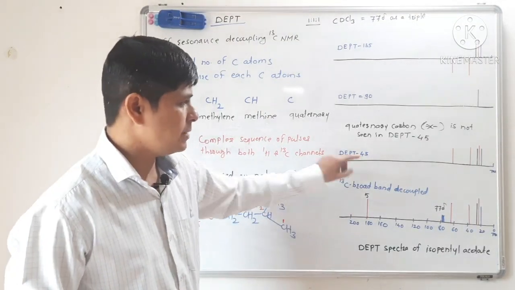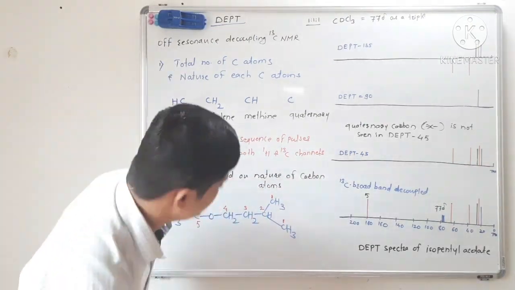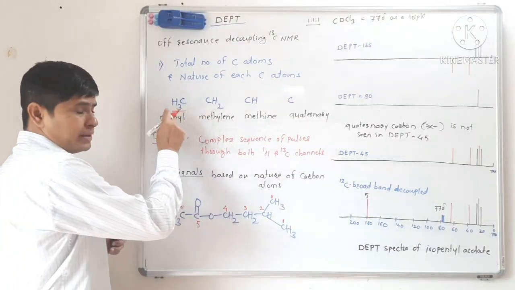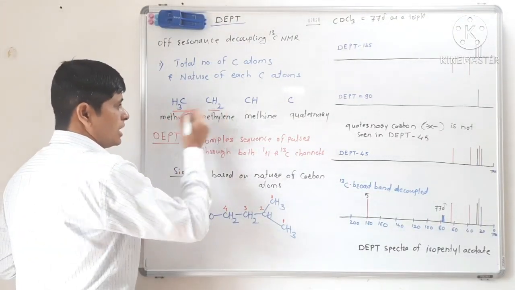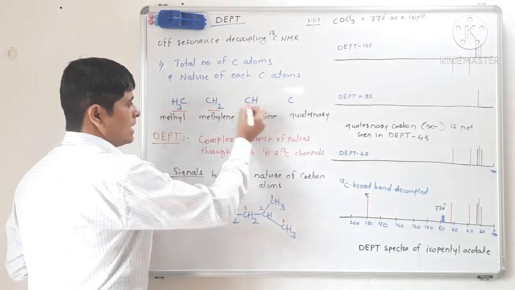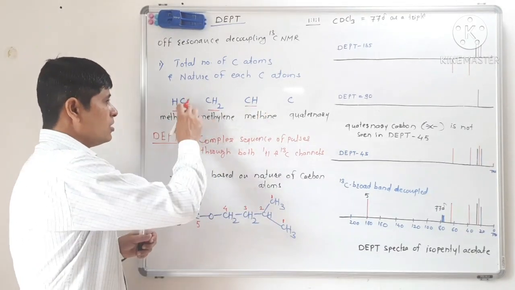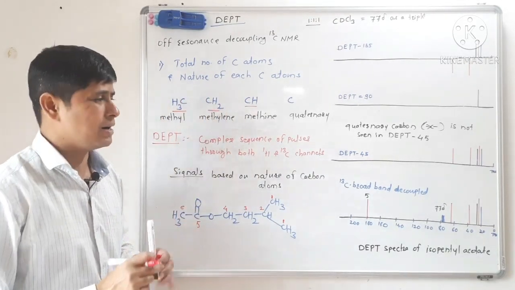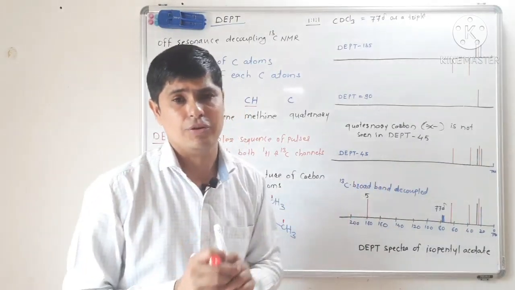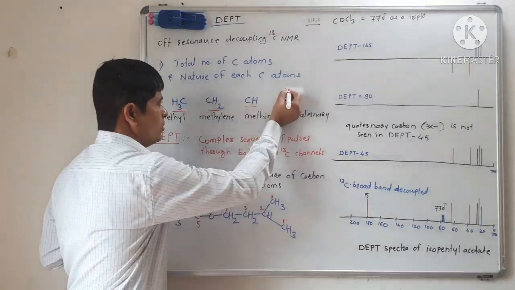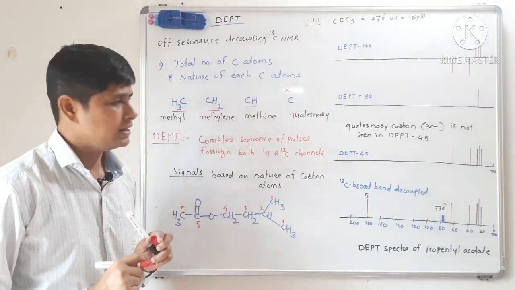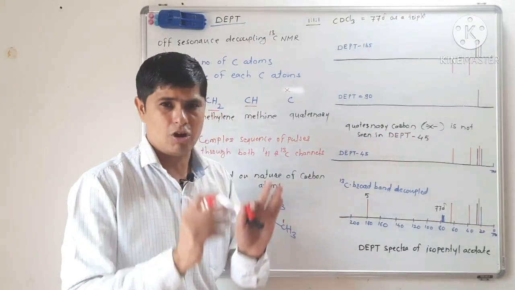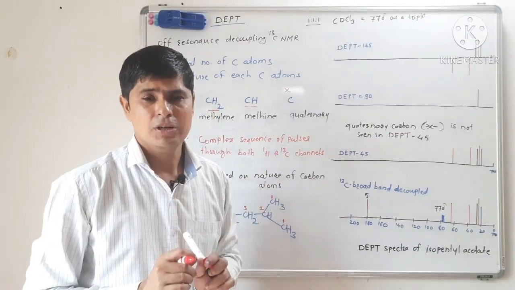So this is the DEPT 45. Here we are getting signal only for the carbon which bears hydrogen. The methyl carbon is having hydrogen, the CH2 carbon is also having hydrogen, and the methine carbon is also having hydrogen. So only for such type of carbon atom, that is CH, CH2 or CH3, we will get a signal in DEPT 45. So quaternary carbon will not give signal in DEPT 45, isn't it? That is what I have written here. Rest of all the carbon we will see in DEPT 45.